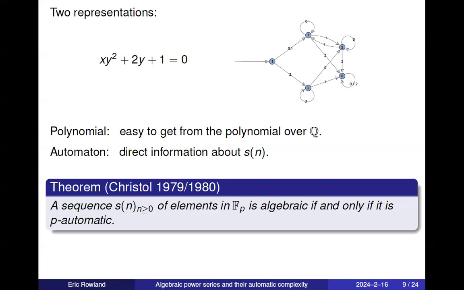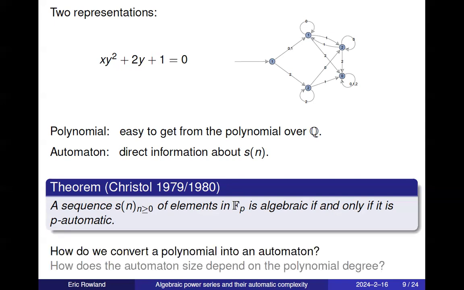So this is a theorem of Christol from 1979 and 1980 that says a sequence of elements in a finite field, and it's more general than this, not just F_p, it's any F_q, any finite field, is algebraic if and only if it is p-automatic or q-automatic. So a natural question is, can you convert between these two representations for the same sequence? And the answer is yes. The proofs are constructive. So if you have a polynomial, you can build an automaton, and if you have an automaton, you can build a polynomial.